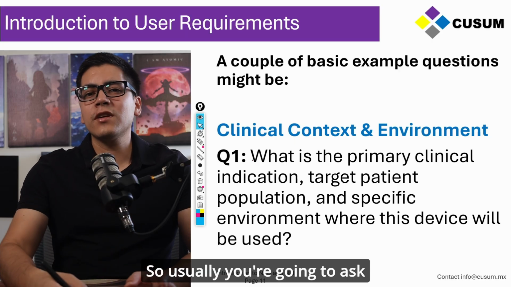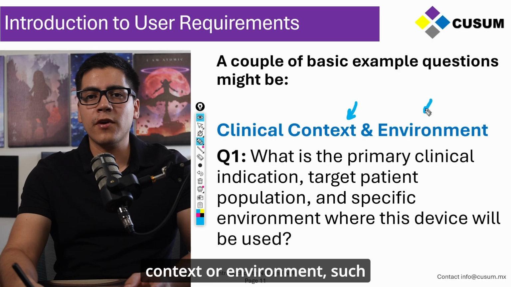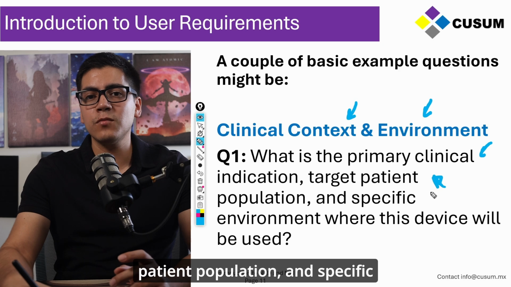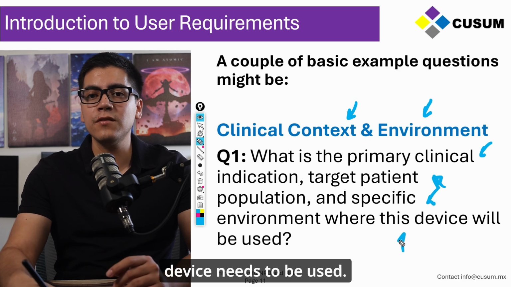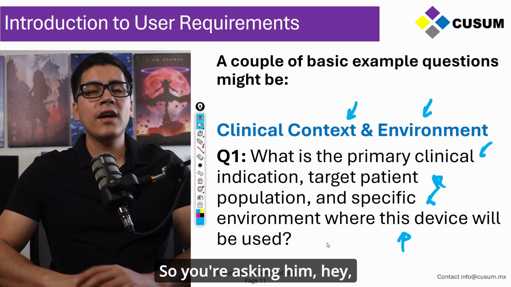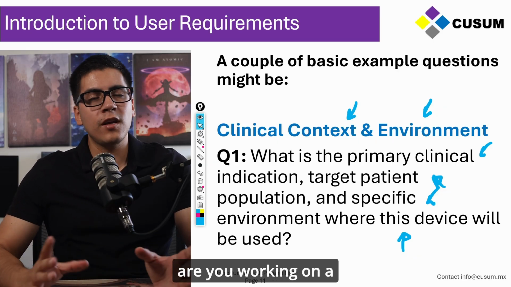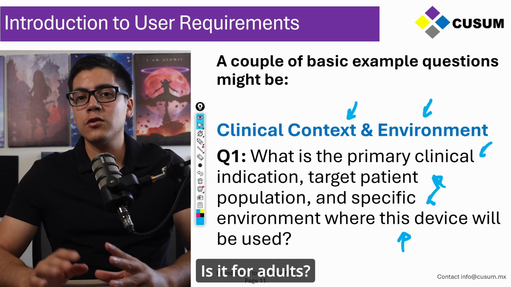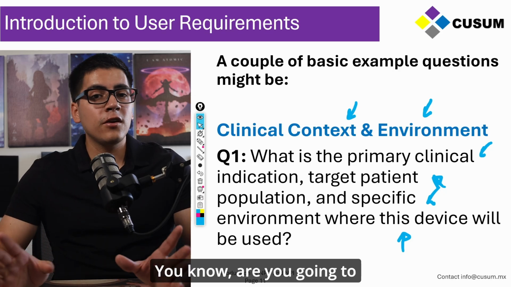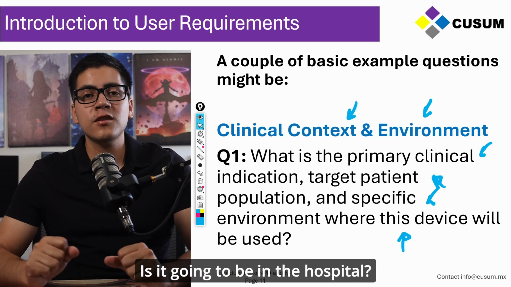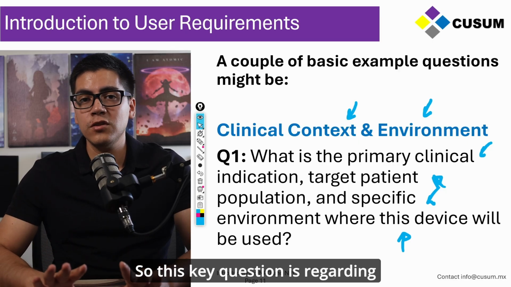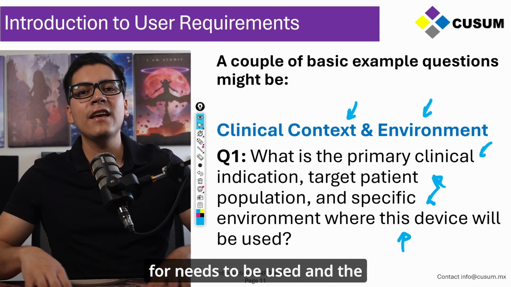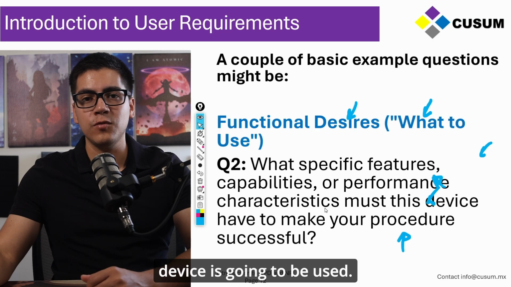So usually you're going to ask something about a clinical context or environment, such as, what is the primary clinical indication, target patient population, and specific environment where this device needs to be used? So you're asking him, hey, are you working on a particular type of surgery, a particular type of treatment? Is it for children? Is it for adults? Is it for the elderly? Are you going to do at-home treatment? Is it going to be in the hospital? So this key question is regarding the clinical context of how the device he's looking for needs to be used and the environment of where said device is going to be used.